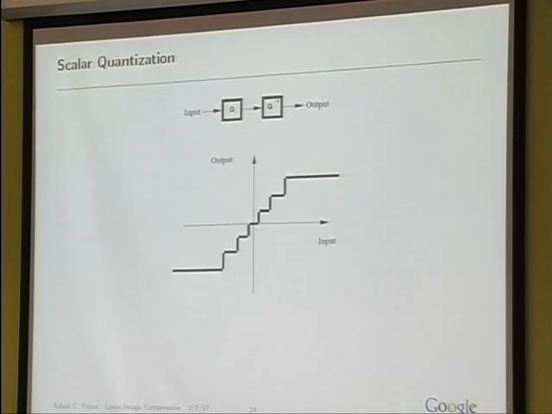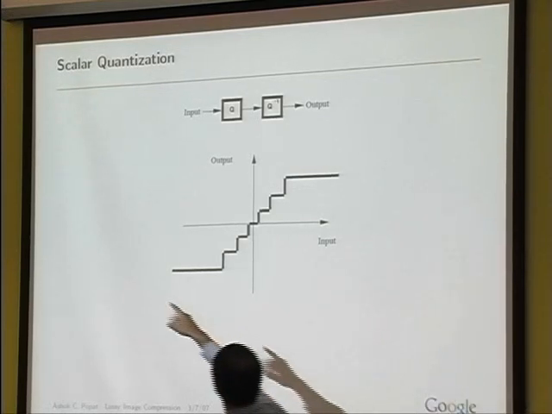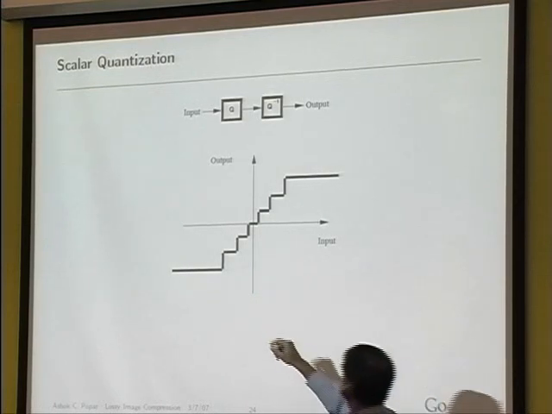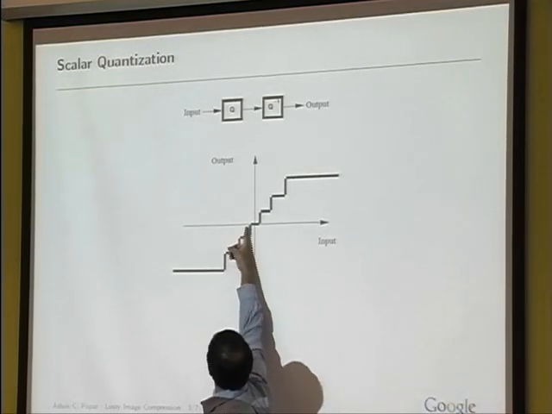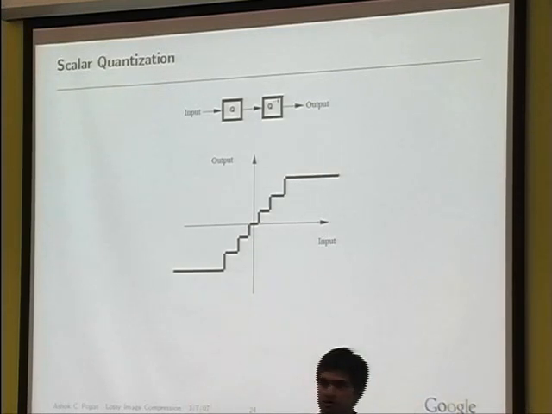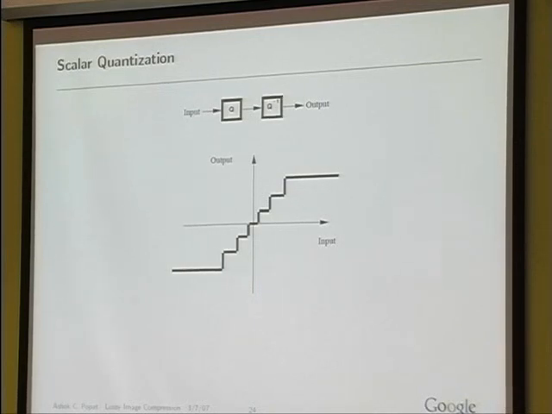Okay, so let's talk about the quantizer. A scalar quantizer takes some real-valued input, and it produces a discrete set of output values. For every input that happens to lie in this region, it would always produce this single output value. So it's a discretization function.